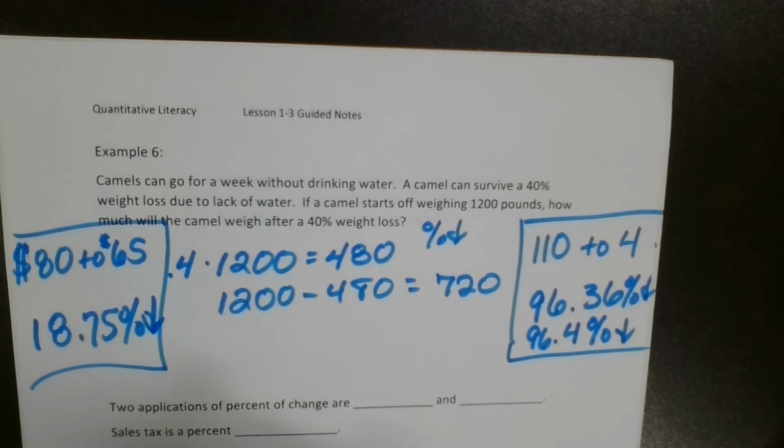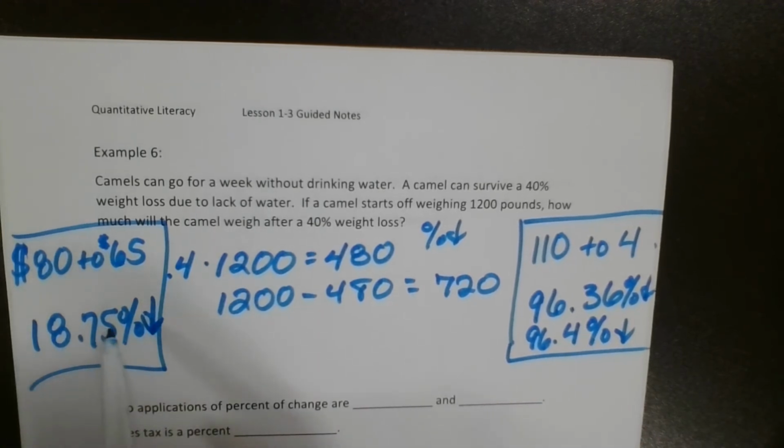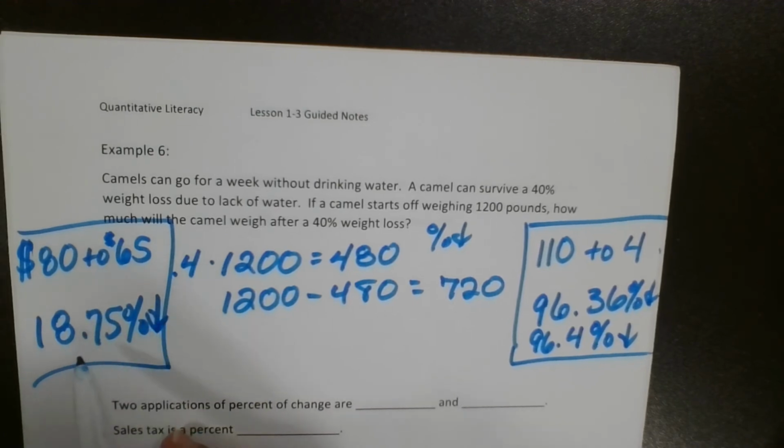Okay, so here are the 2 answers to those problems. I didn't write negative because I know that when I get this answer, it's a negative. It's automatically a percent decrease. It dropped 18.75% in your salary. If you're going to live off that, yay, I could live off that. I'd be happy making $65 an hour.